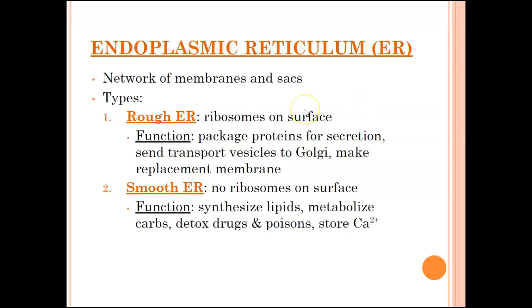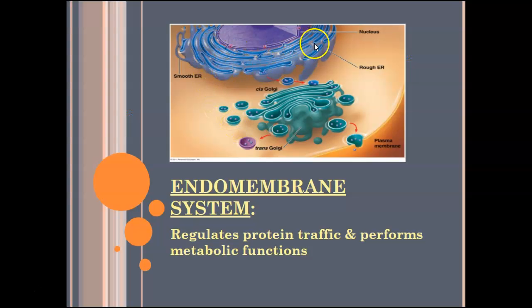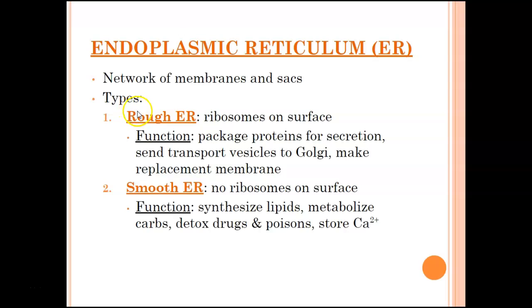Here's the endoplasmic reticulum, otherwise called ER. It's a network of membranes and sacs. Just going back to the picture, we're right here with the endoplasmic reticulum adjacent to the nucleus. Two areas of the endoplasmic reticulum are the rough ER, which has ribosomes on its surface. Think of the purpose of ribosomes, aiding in protein synthesis. So the rough ER will package proteins for secretion. Remember, protein synthesis occurring on the rough ER is meant to be exported out of the cell.